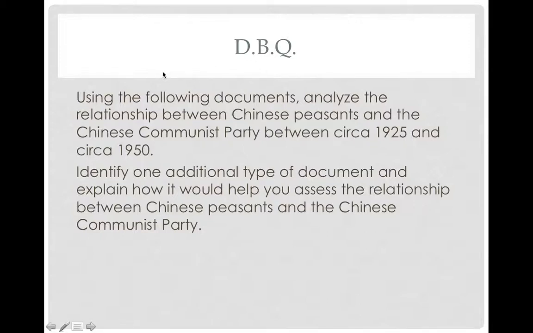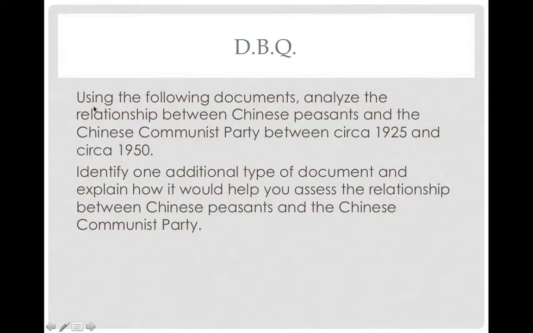Here's the prompt from last year's exam. It says, using the following documents, so you get a list after this question, analyze the relationship between Chinese peasants and the Chinese Communist Party between 1925 and 1950. You will have to identify one additional type of document and explain how it would help you assess the relationship between Chinese peasants and the Chinese Communist Party.